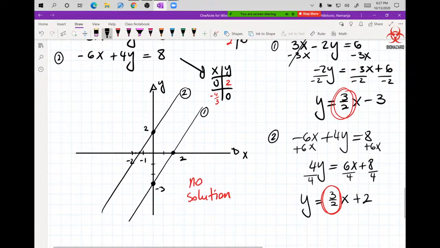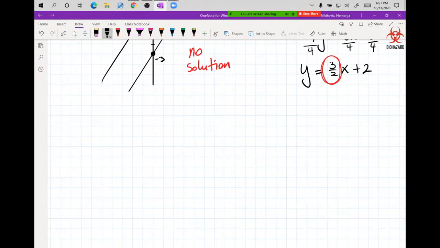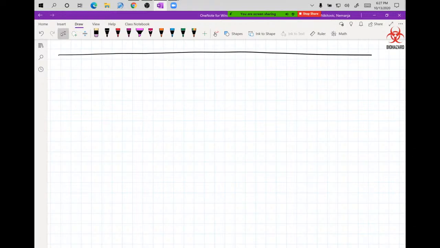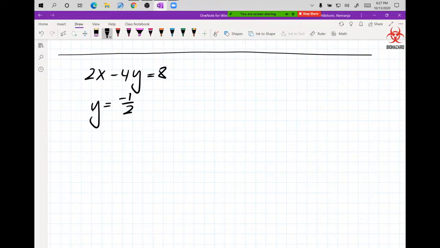Let's take a look at another problem from homework. Let's do 2 more examples, and that should be good enough. There's nothing else to learn here. Systems of 2 equations with 2 unknowns. X and y are both unknown. When you graph the 2 lines, you will have either an intersection or no intersection. So let's see what we have here: 2x minus 4y equals 8, and y equals negative 1/2 x minus 4.